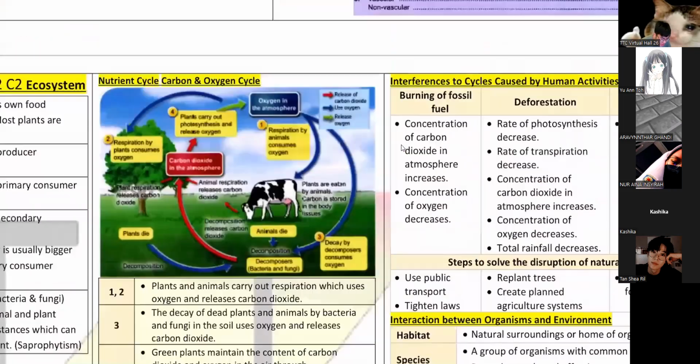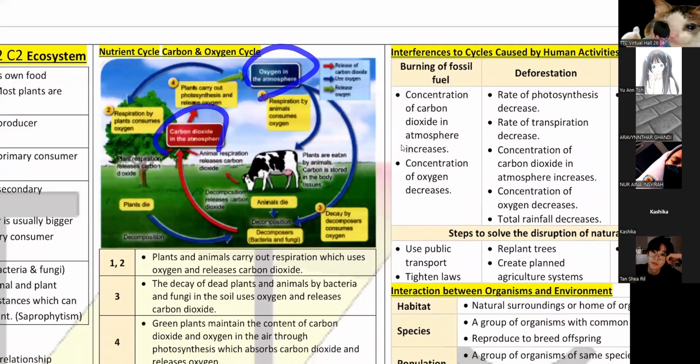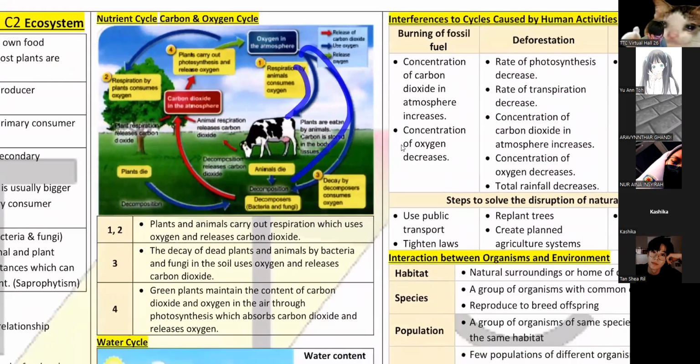Anyway, your carbon and oxygen cycle is very simple. How do you convert carbon dioxide to oxygen? You learned this in Form 1 also. Carbon dioxide to oxygen is photosynthesis, and then oxygen to carbon dioxide is decomposition. When you die, you rot. And then respiration. When you do respiration, you produce carbon dioxide, right? So there are 2 processes here.